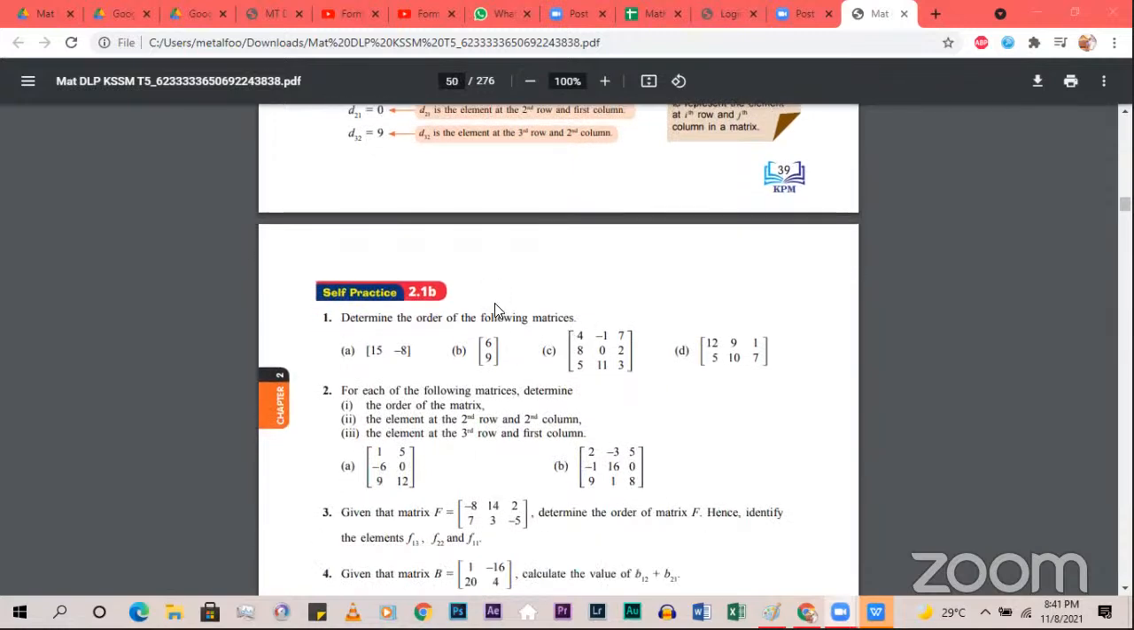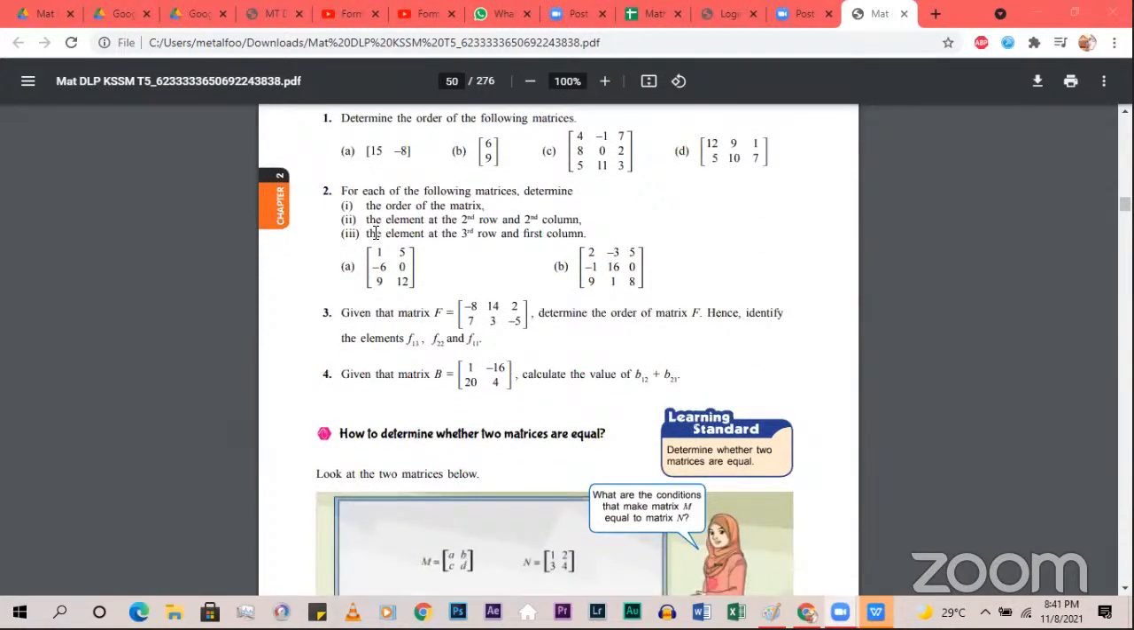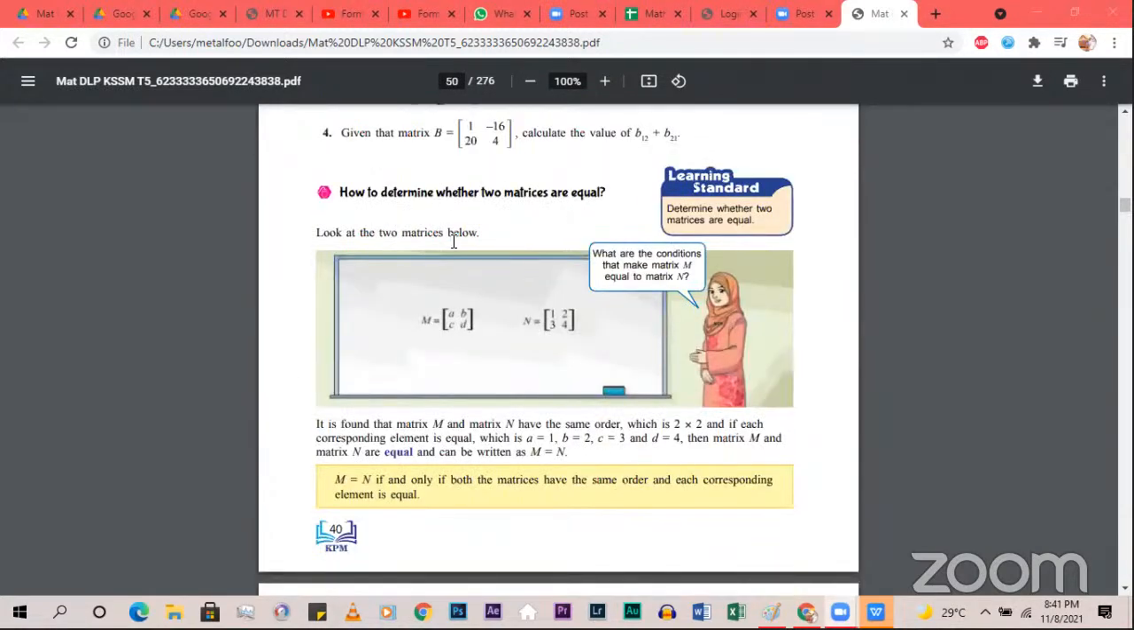Yeah, I will skip this part first. How to determine whether two matrices are equal? Look at the two matrices below. It's found that matrix M and matrix N have the same order, which is 2 times 2. And if each corresponding element is equal, which is a equals 1, b equals 2, c equals 3, and d equals 4, then matrix M and matrix N are equal and can be written as M equals N. M equals N if and only if both matrices have the same order and each corresponding element is equal.